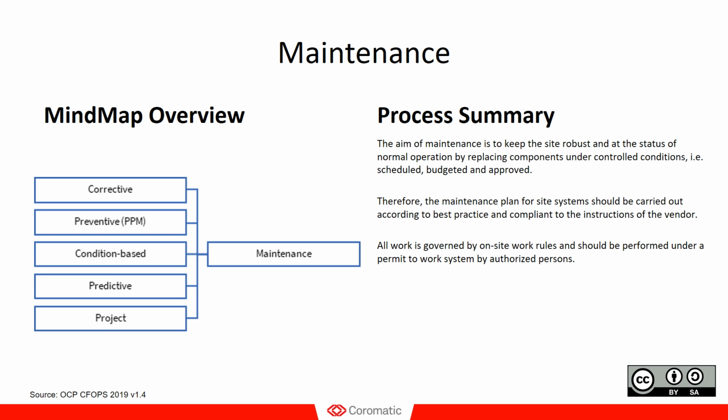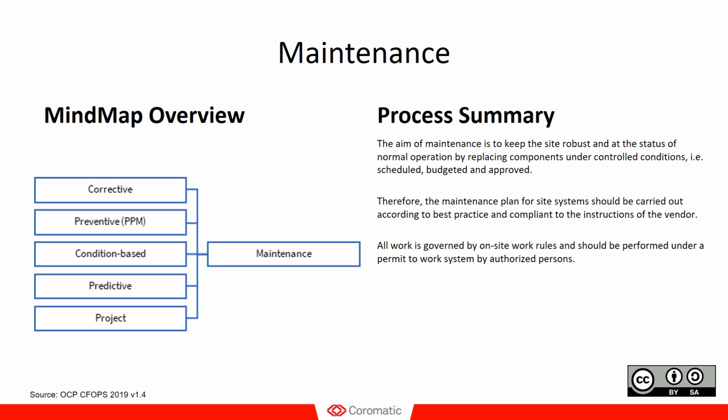The aim of maintenance is to keep the site robust and at the status of normal operation by replacing components under controlled conditions. That is, it's scheduled, budgeted, approved, and basically planned for, and risks are mitigated. So it's important to have a maintenance plan that is part of the overall annual planning.